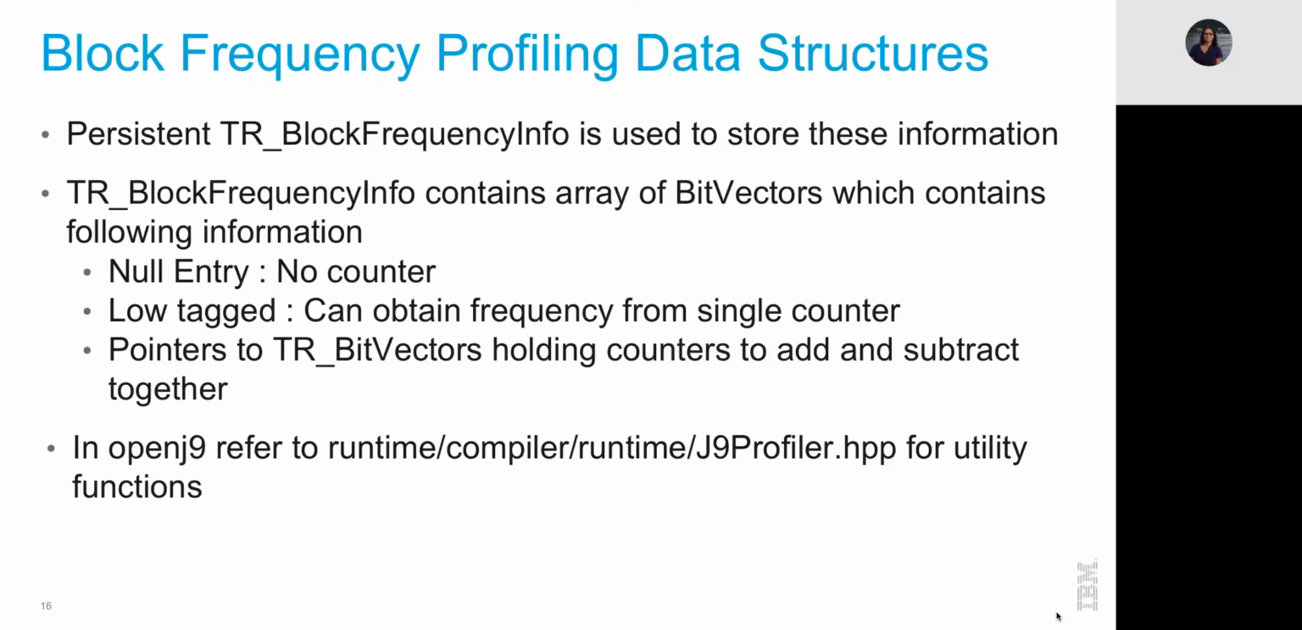If the entry is not null or not a low tag, that means it contains a pointer to a TR bit vector, which holds information about which counters it needs to add or subtract together to get the frequency. Detailed information about this data structure can be found in the j9profiler.hpp or CPP file.